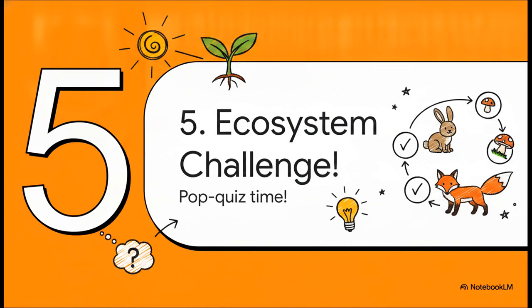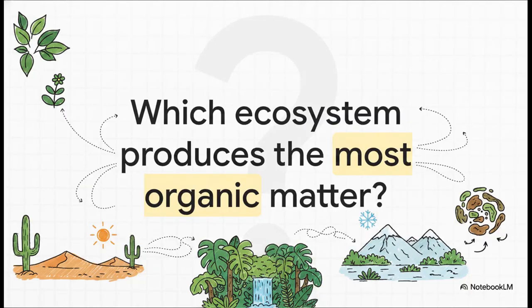Section 5, the Ecosystem Challenge. Okay, it's pop quiz time. Let's see what you remember. Here is your challenge question. Which of these 3 ecosystems do you think produces the most organic matter? Is it A, the desert, B, the tropical rainforest, or C, the Arctic tundra? Go ahead and shout your answer at the screen. I'll give you 5 seconds. 5, 4, 3, 2, 1.